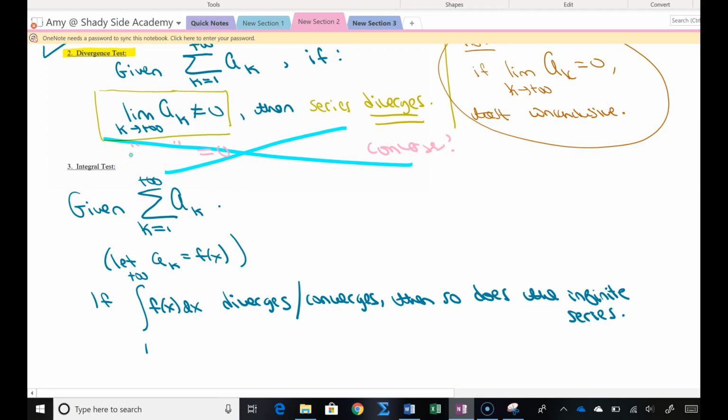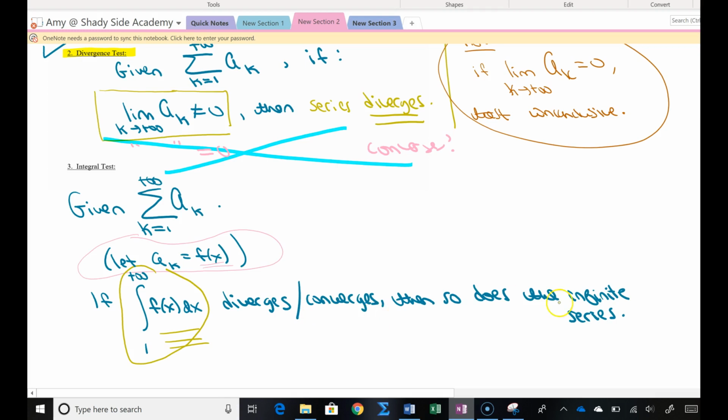look at this little side note right here. Rewrite a sub k as a function of x. Okay, and I'll show you how this works in a second. You're going to let a sub k be some function of x, and then what you're going to do is evaluate the corresponding improper integral. However the improper integral behaves is how the infinite series behaves.